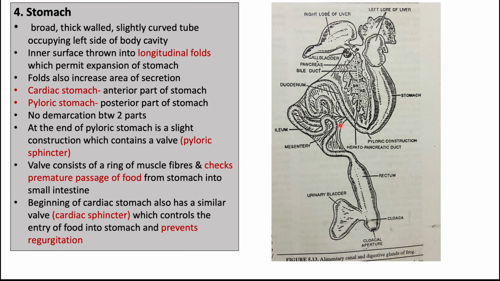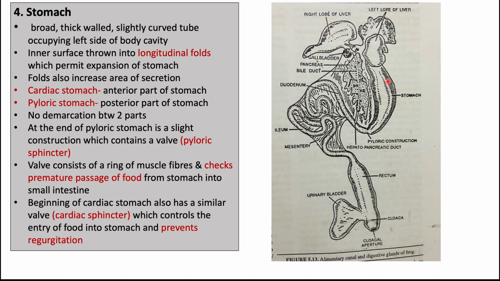So the next part will be the stomach. In the frog, the stomach is broad. Yes, we can see here. It is broad with a thick wall. It is a slightly curved tube occupying the left side of the body cavity. Here we can see the stomach, slightly curved and occupying the left side of the body cavity.